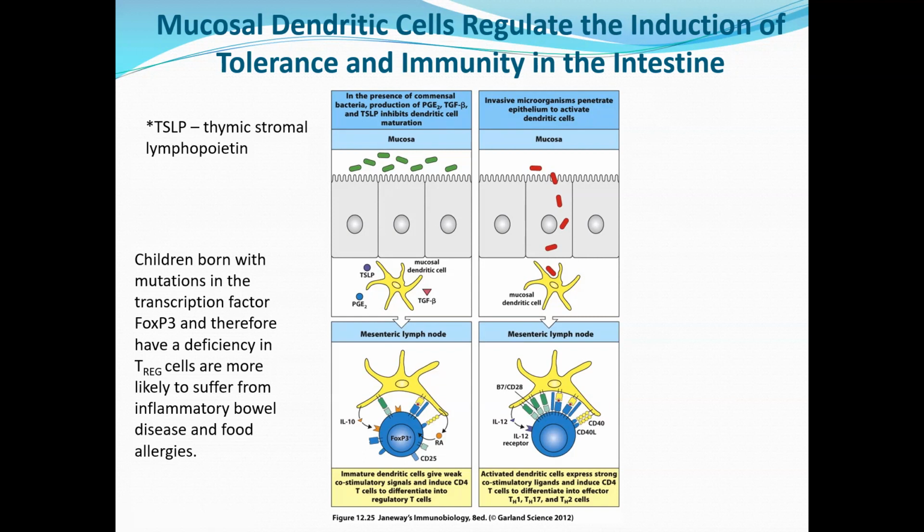And we know this because there are children who have mutation such that they cannot produce a functional FOXP3, and so they have no regulatory T cells. These kids are very susceptible to developing inflammatory bowel disease, as well as reacting lethally to allergens like peanut allergies and so on. So this shows the importance of this transcription factor in its role in inducing regulatory T cells.